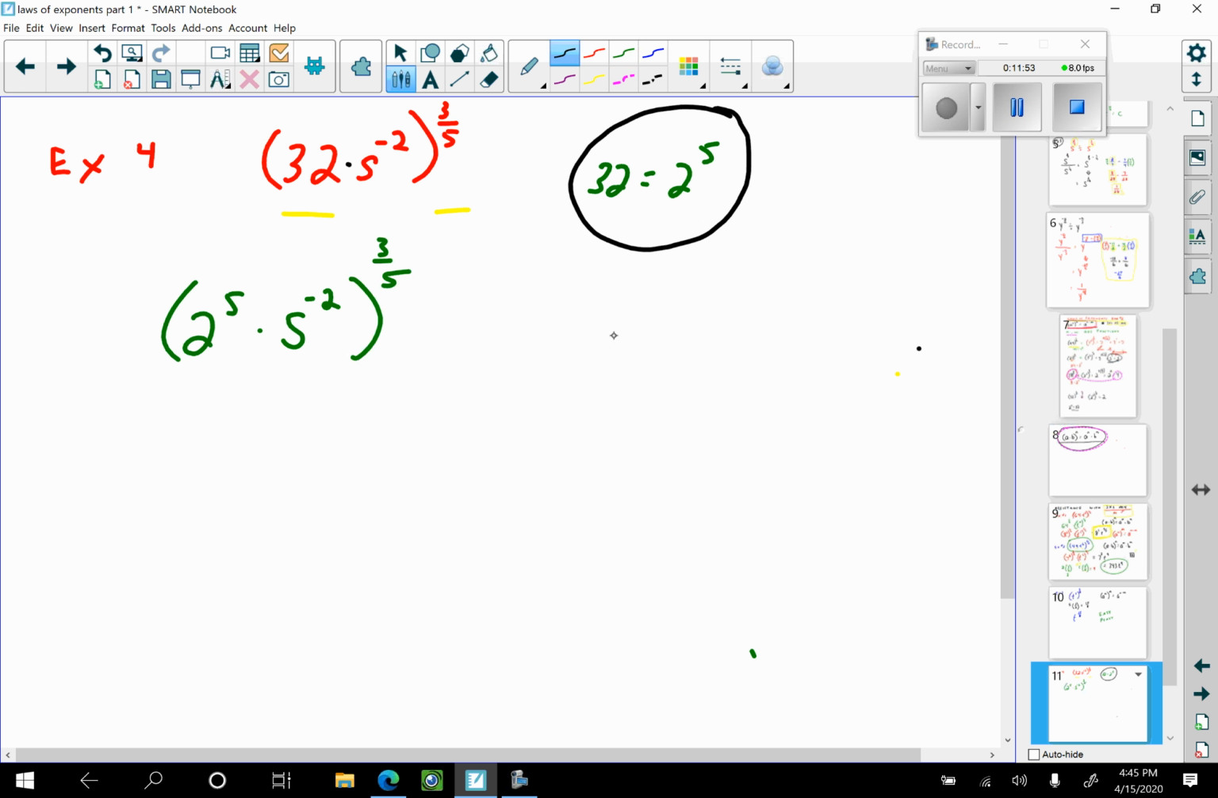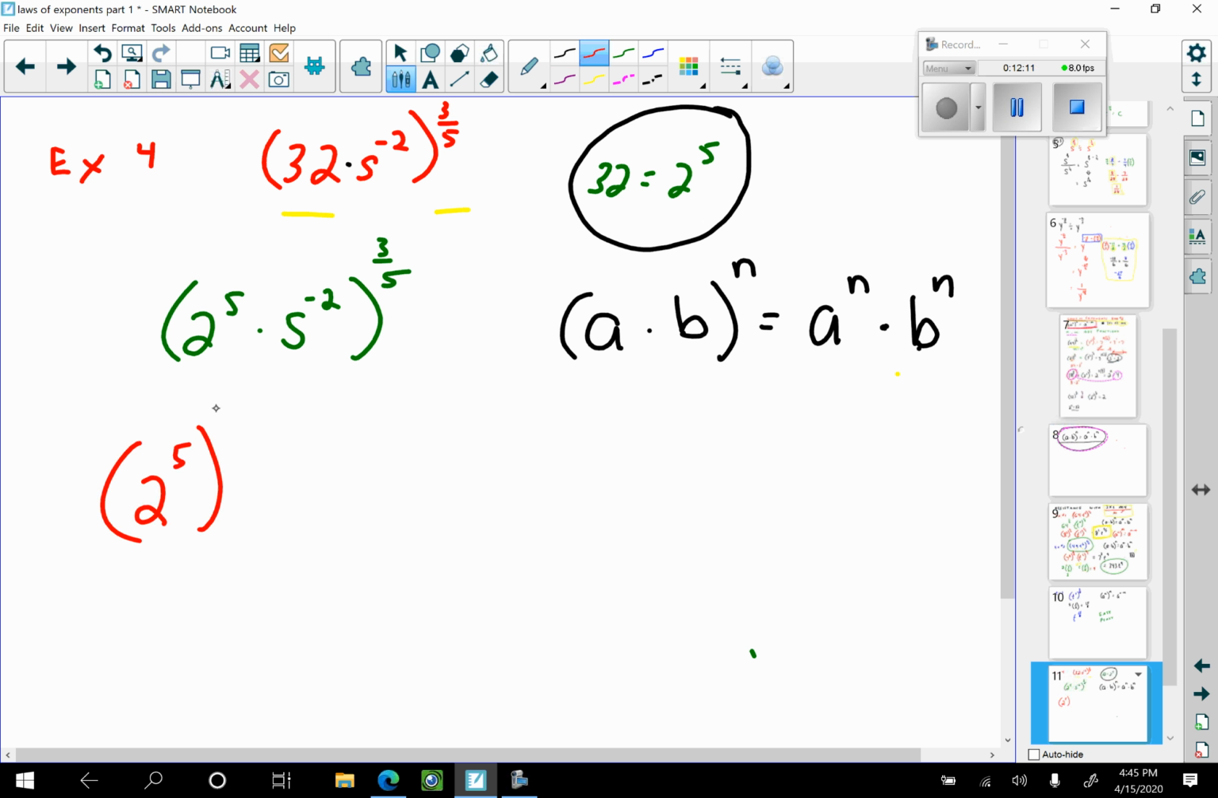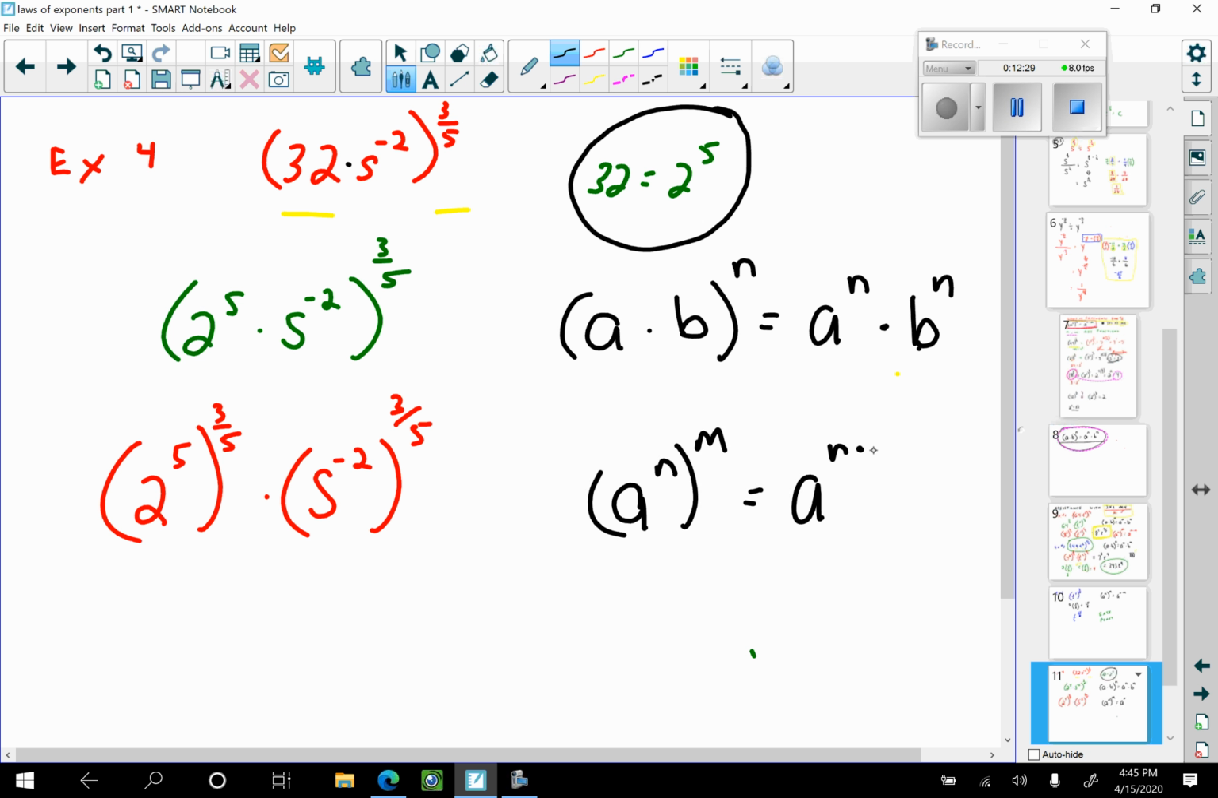I'm going to use this property here: a times b to the n is a to the n times b to the n. So each factor here I'm going to raise to the 3/5. This is going to be 2 to the 5th raised to the 3/5 power times s to the negative 2 raised to the 3/5 power. Now I'm going to multiply the exponents, employing this property, a to the n to the m, which is a to the n times m. It's really nice how each time you use a property, you write down what you're going to use.